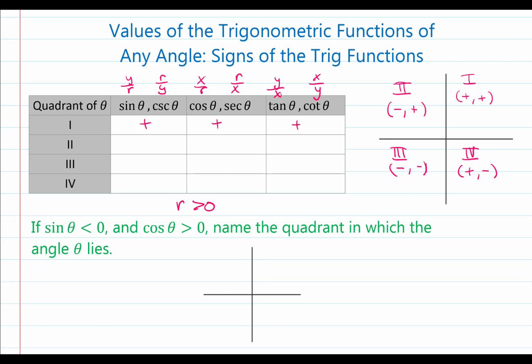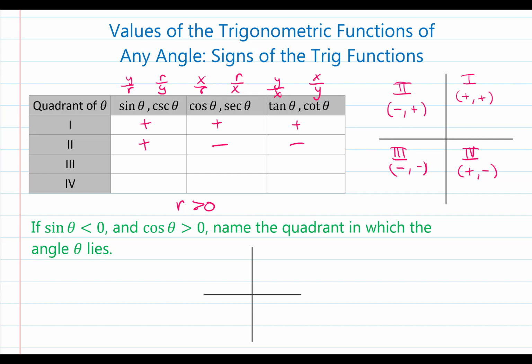Let's go to quadrant 2, where it gets more interesting, because now we have an x-coordinate that is negative. So for sine and cosecant, we have a y-coordinate that's positive, an r value that is also positive, so the result is a positive ratio. In quadrant 2, cosine and secant, however, x is negative and r is positive. So what we have is a ratio of a positive value and a negative value, and so what we get is a negative ratio. And finally, tangent or cotangent, y is positive, x is negative, so the result is going to be a negative value or negative ratio.